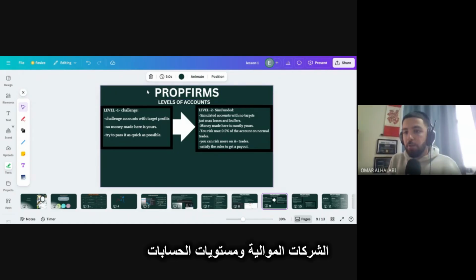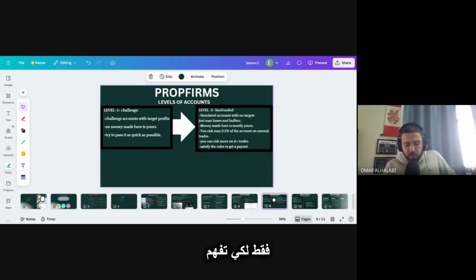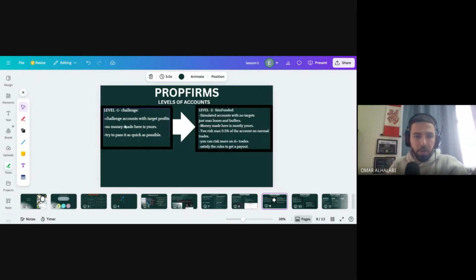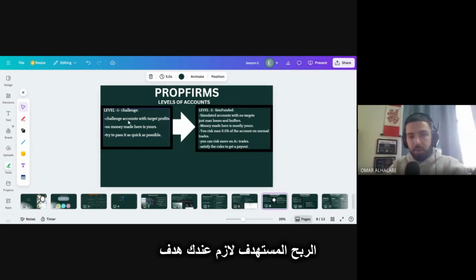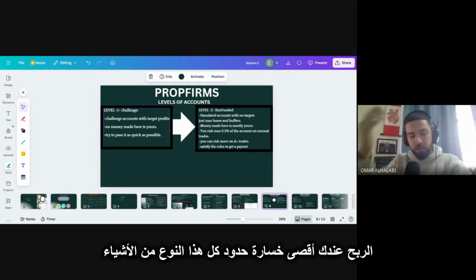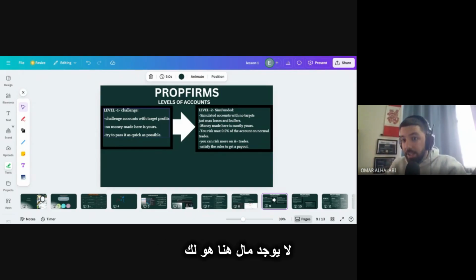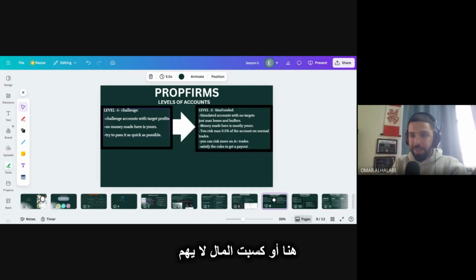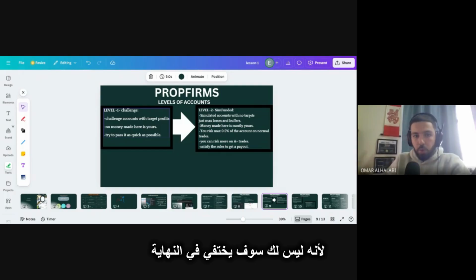Prop firms and levels of accounts, just for you to understand how they operate. Okay, so the first one is a challenge account. We know that, we've spoken about it a million times. Challenge account: you have a profit target, you have maximum loss limits, all that kind of stuff. No money made here is yours. That's a very important point to put in your head. So if you lose money here or you made money, it doesn't matter, because it's not yours. It's going to go away eventually.